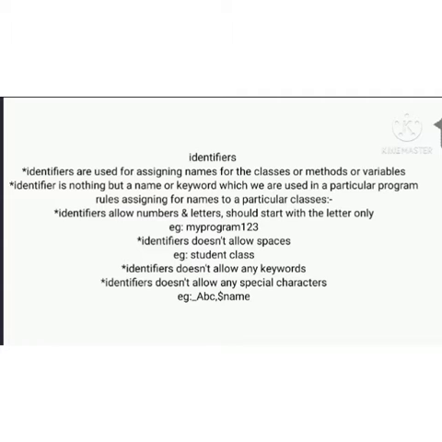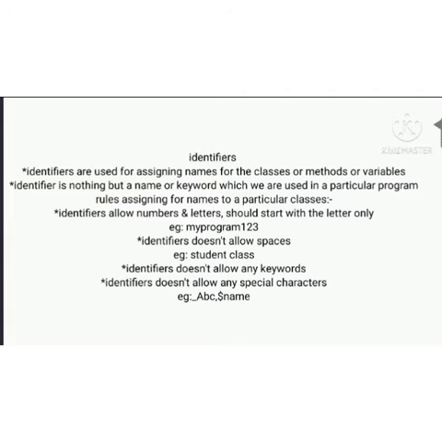Identifier allows numbers and letters. It should not start with a number, it should start with a letter only. Example, myprogram123. Identifier does not allow any spaces. Example, student class. Identifier does not allow any keywords. Identifier does not allow any special characters, which means do not use any special characters. Example, _abc, $name. These are the identifiers which we use for assigning the names for classes or methods or variables.